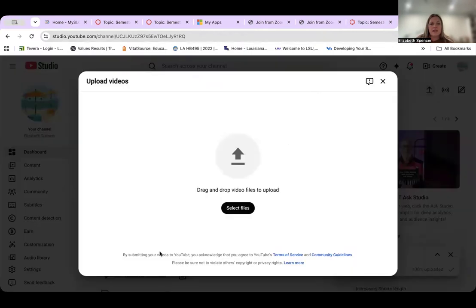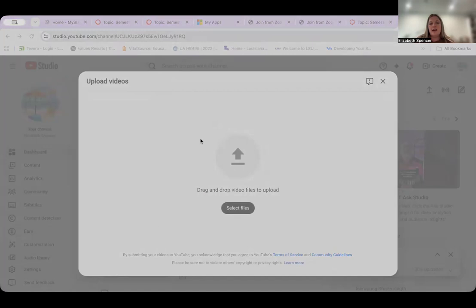So I will click it. It's going to have the select file. Now I'm going to click select file. It won't show you the actual file that I'm seeing just because of privacy stuff. But I'm going to select file. Once I do that, it's going to pull up your Finder.